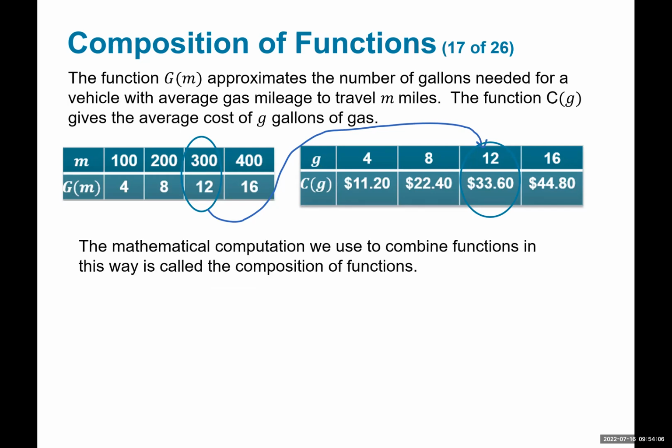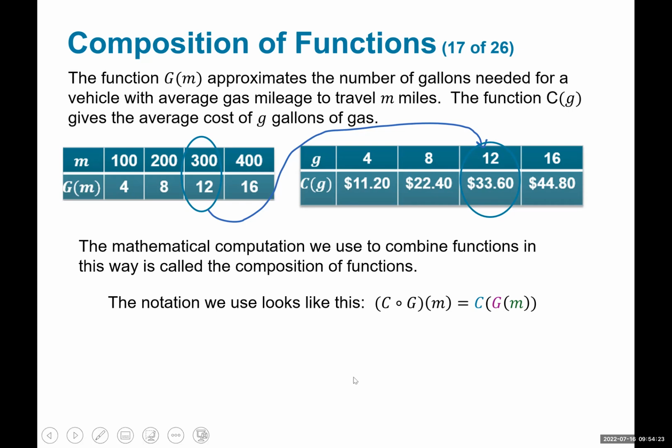So in mathematical computation, we call it a composite function, or composition function. You're putting functions inside of other functions. The notation looks like this. It is confusing. Please do not let this confuse you. Let's break it down. C circle g. That circle means to put g inside of c, the number of gallons to find the cost.